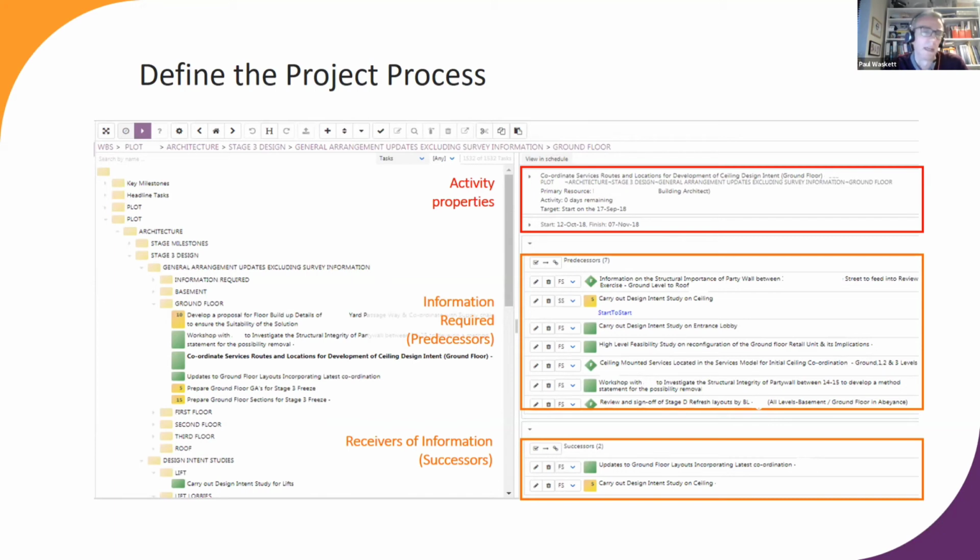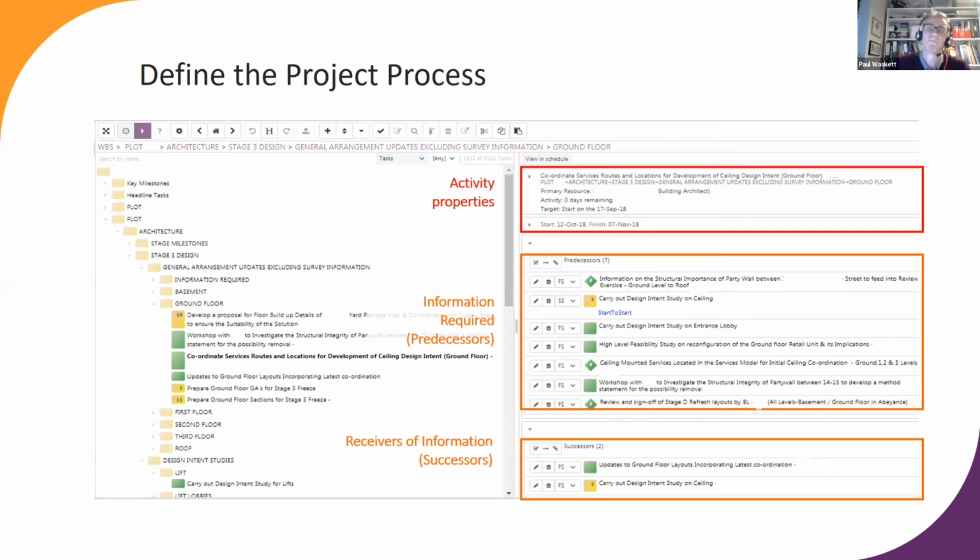And then critically, we're defining the information that those activities require and the information that they produce and where that information comes from and goes to. So we're defining the flow of information through the process. And we work with the project team to put that in place, of course.